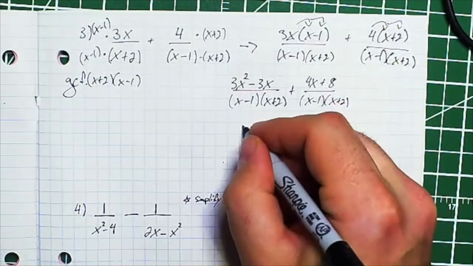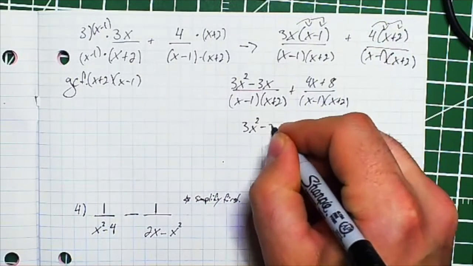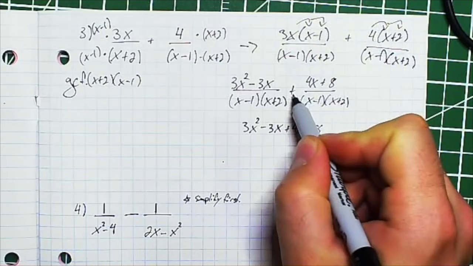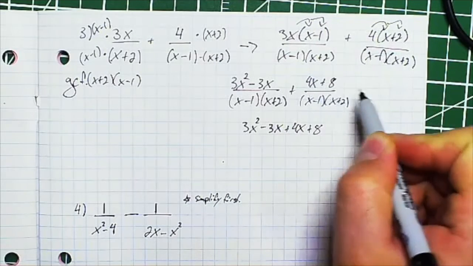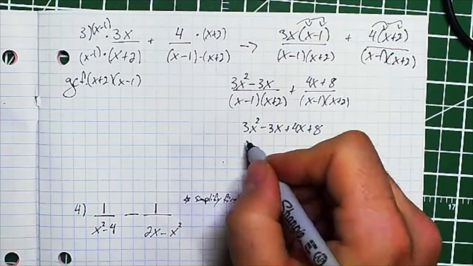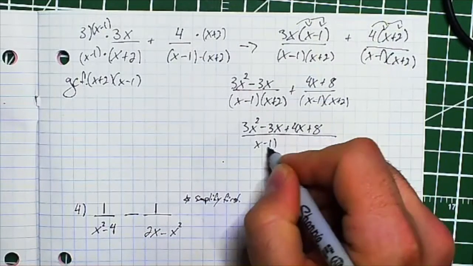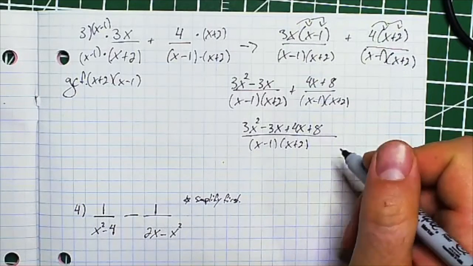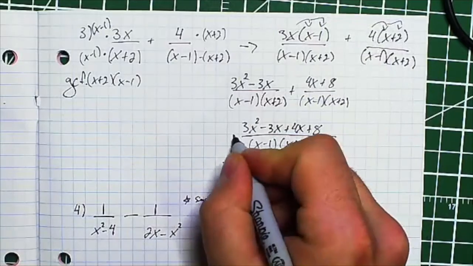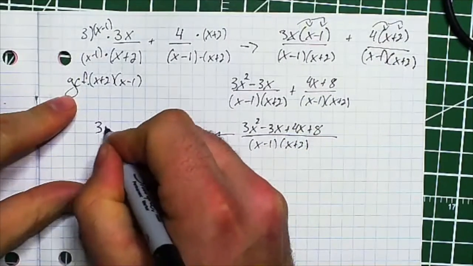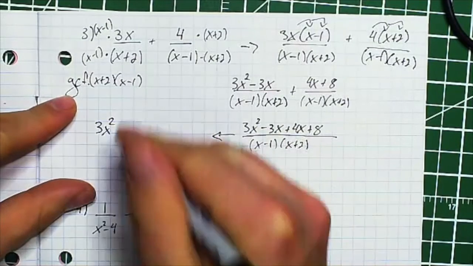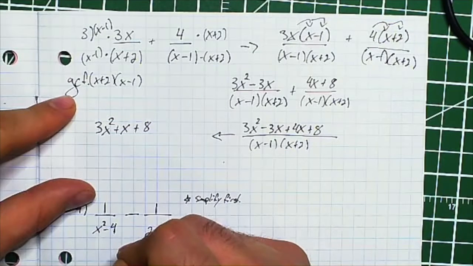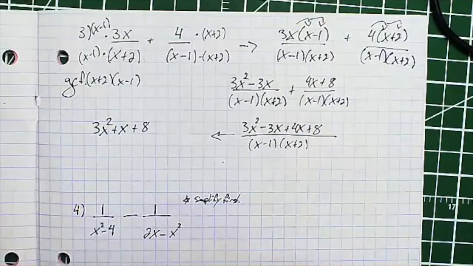Now everything's been distributed, they're all over the same denominator, so I can combine the two. This will turn into 3x squared minus 3x plus 4x plus 8. Again, if this was a negative out front, that negative would have to be affecting each of the terms up top. It's a positive, so we don't have to worry about it. The very last step is to simplify. I'm going to run out of room, so I'm going to put it over here. We're going to have 3x squared. Negative 3x plus 4x turns into a positive x, and it's just positive 8 remaining.